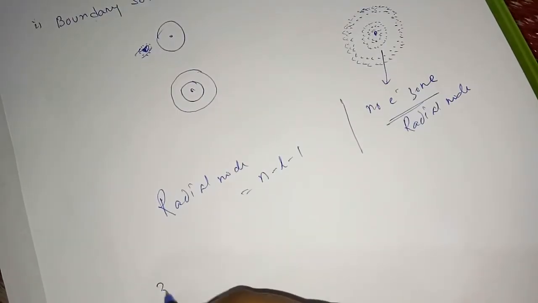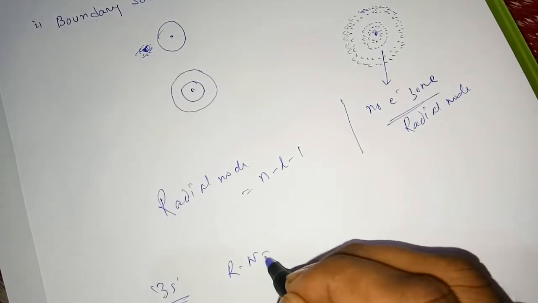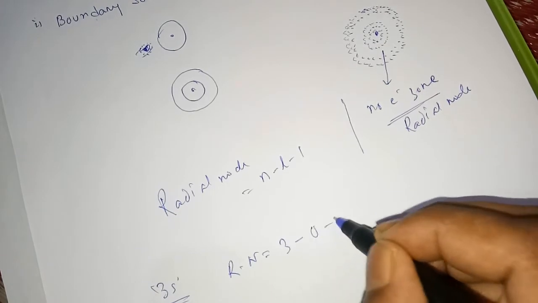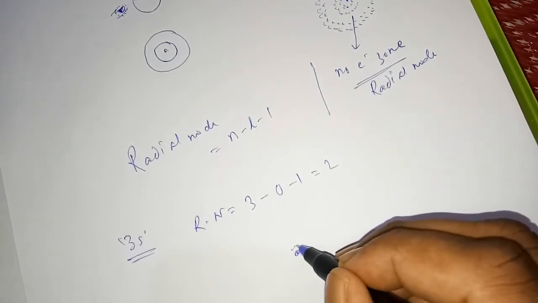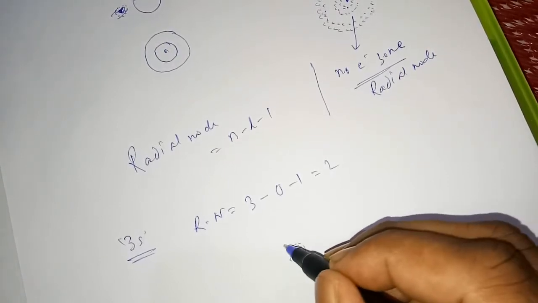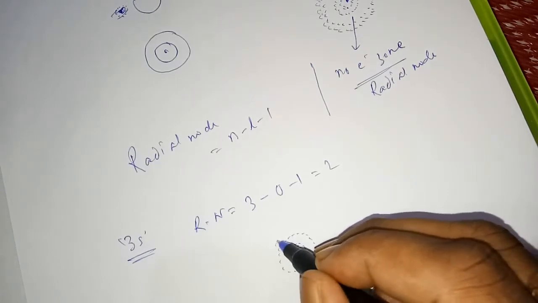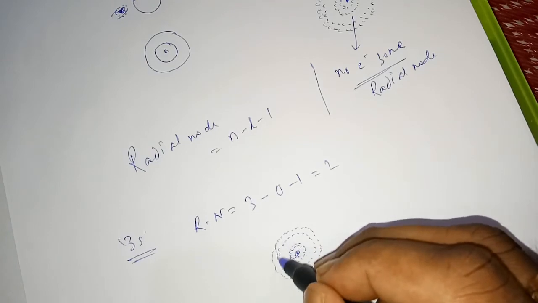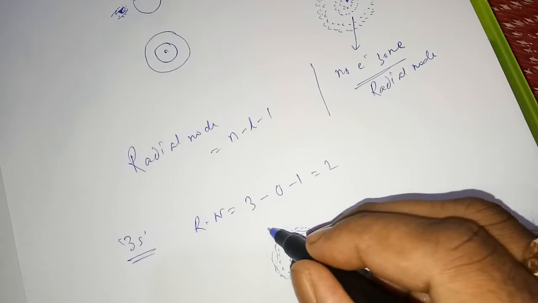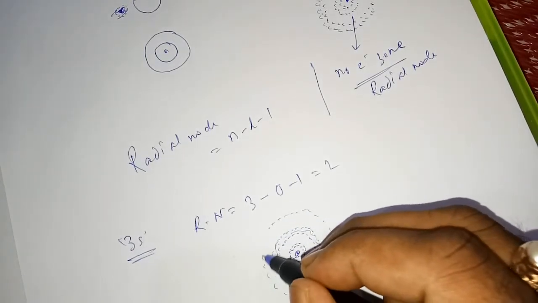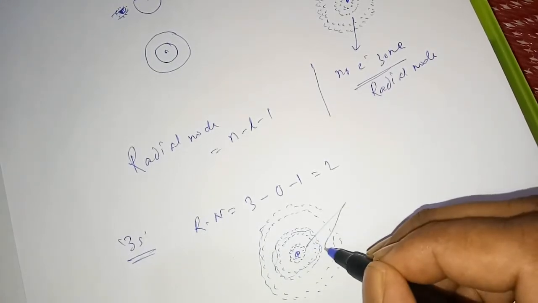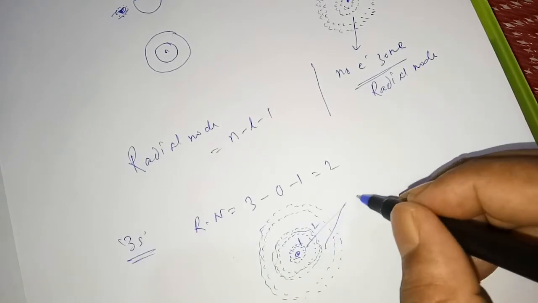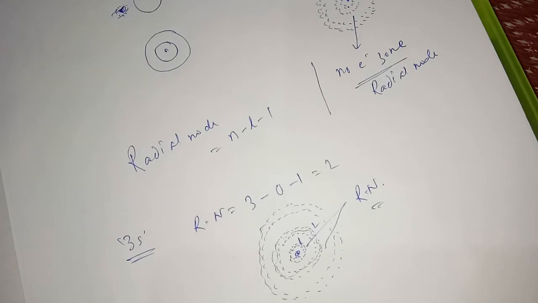Now if I consider 3s, for 3s the radial node is n means 3, l means 0, minus 1, so the radial node is 2. If I want to draw the 3s diagram, it will be like that, to show the two radial nodes here. So these are the two radial nodes. This is the first radial node, this is the second radial node. Finding the radial nodes is easy, n minus l minus 1. This is how you get the radial node.